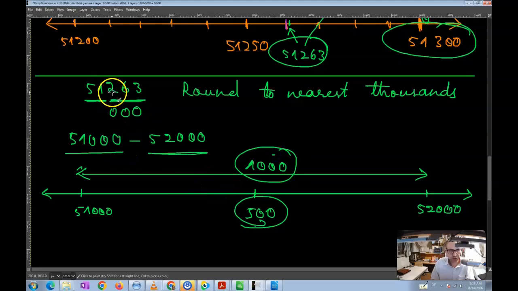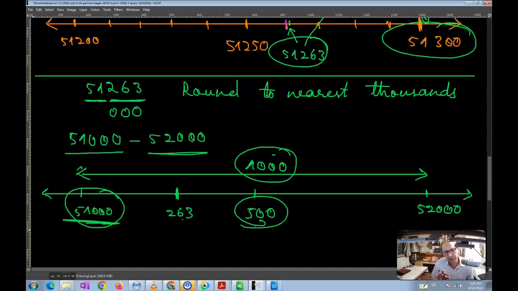So then you have to go to 263. You have to start from 51,000 and go all the way up to 263 over here. You get all the way up to here, and then of course your number is going to be right over here, right? And since this number is to the left hand side of the 500, it's going to be much closer to this number over here, which means that the rounded version of your number is going to be 51,000, right?